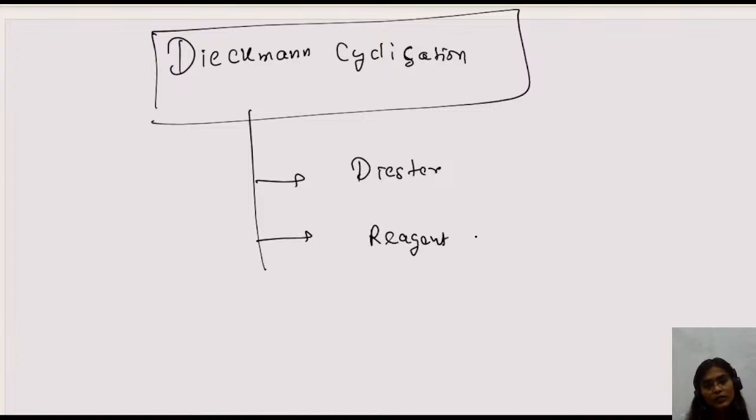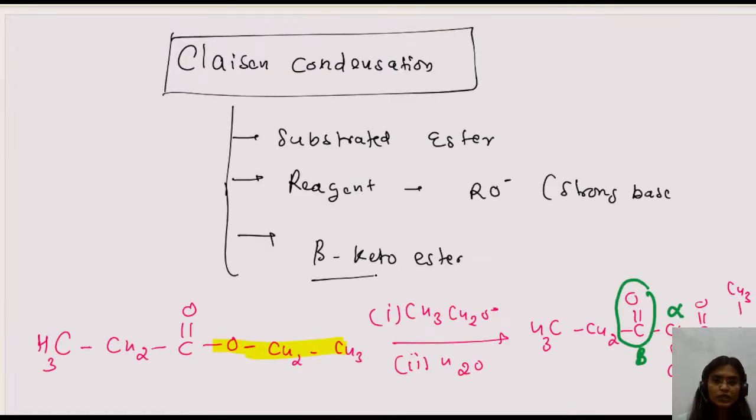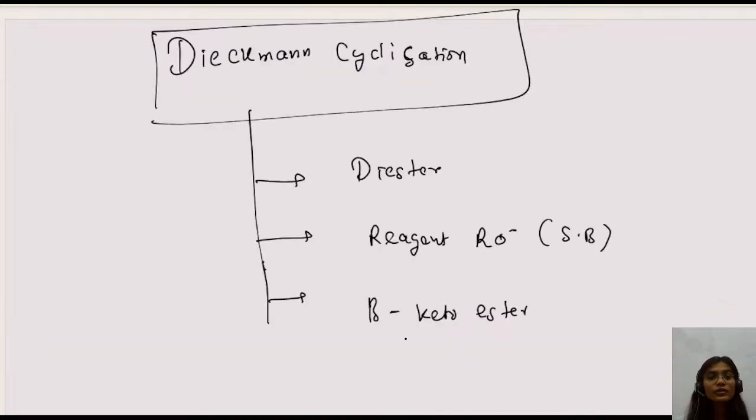The step number two, the reagent. So what about the reagent? The reagent is going to be RO negative, again a very strong base. And what about the product we're getting? It's a beta keto ester. Don't worry, we're going to discuss the mechanism. Do you know that this Dieckmann reaction is actually the updated version of the previous reaction? Yes, it's like an intramolecular Claisen condensation.